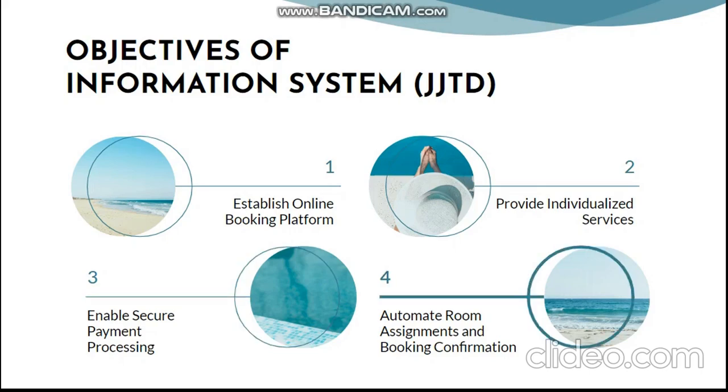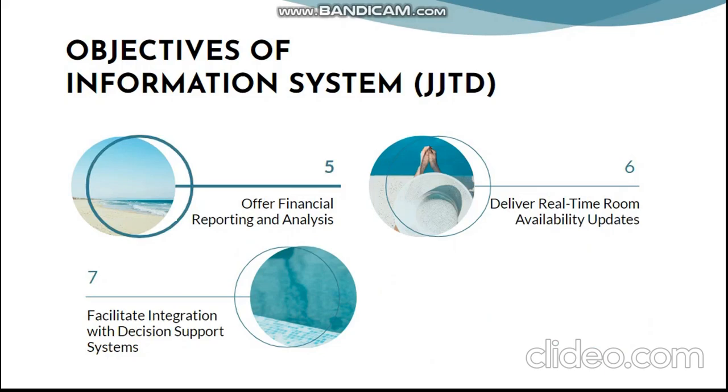The IS will automate the processes for room assignments and booking confirmation, decreasing the time it would take to perform these operations and reducing the risk of errors or double bookings. The IS will offer financial reporting and analysis capabilities, providing insights into JJTD's financial status and enabling informed decision-making.